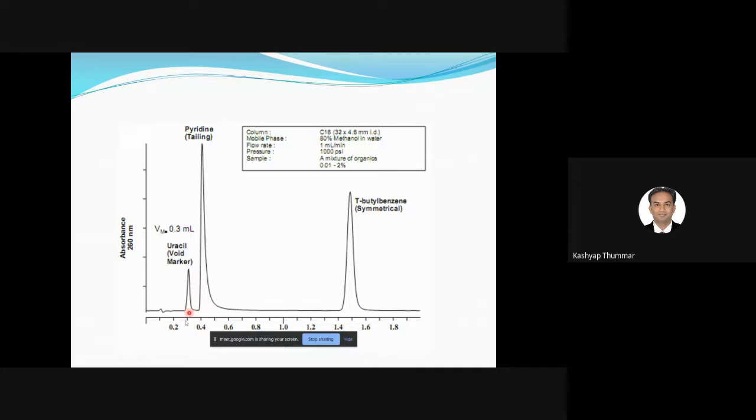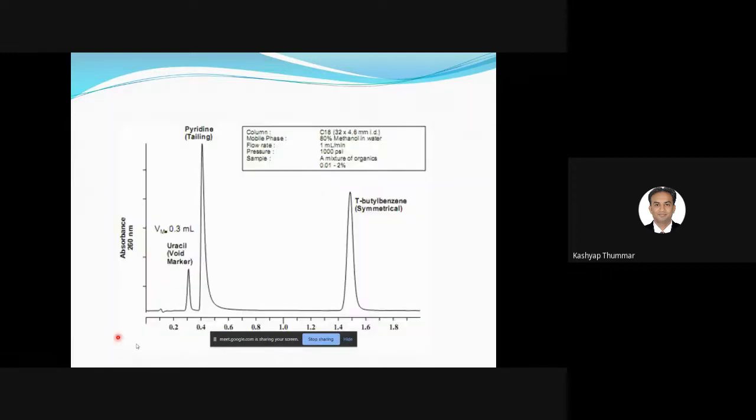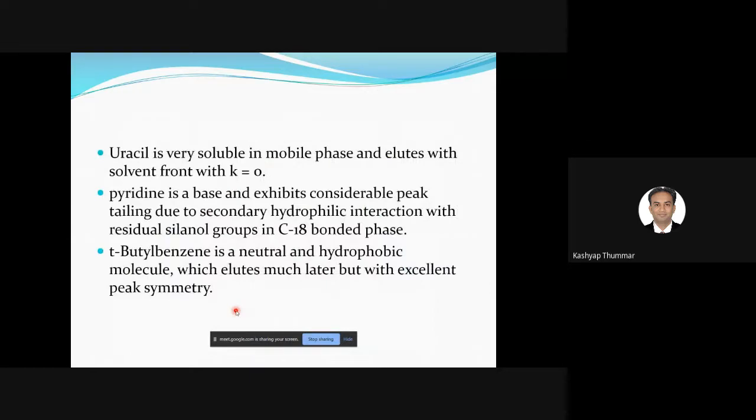So it is eluted very fast and has a retention factor with a zero value. Pyridine is a base and exhibits considerable peak tailing due to secondary hydrophilic interaction with residual silanol groups in the C18 bonded phase. Okay, so that's why it shows the tailing, because it is basic and has a strong interaction with the column. And t-butylbenzene is a neutral and hydrophobic molecule which elutes much later but with excellent peak symmetry.